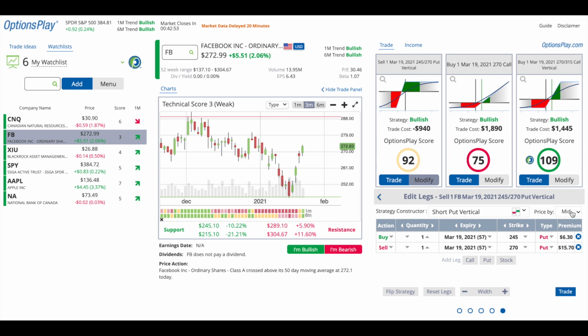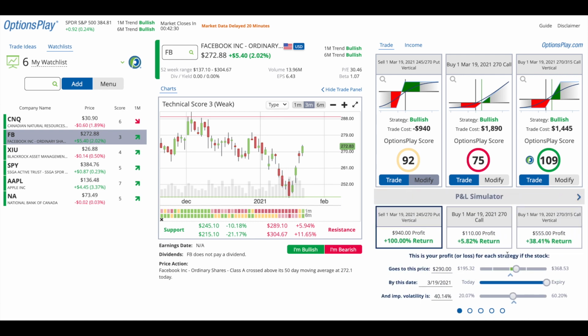Even price it based on the mid price instead of the natural bid-ask price is all available at your fingertips using the edit legs or modify function. We call it OptionsPlay because we really want you to have the ability and ease to explore different strategies, different expiration dates, different strike prices, and always return back to the P&L simulator to simulate exactly what your expected profit potential would be in all different types of scenarios.